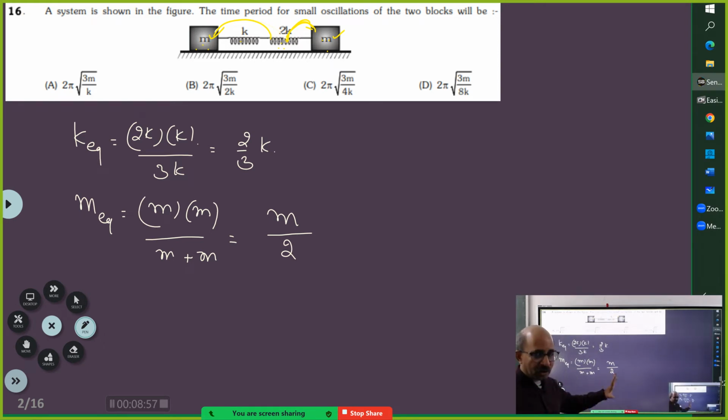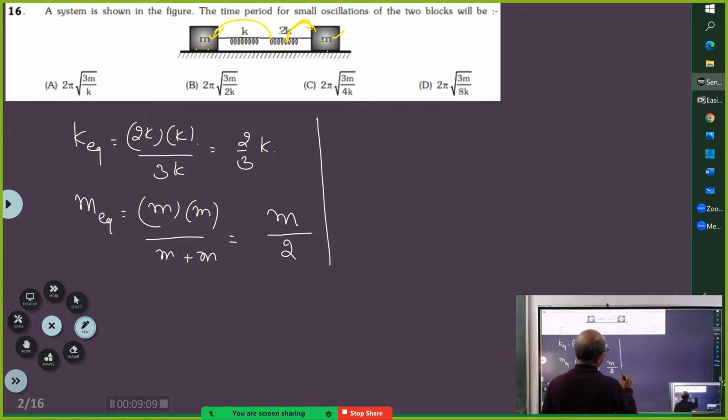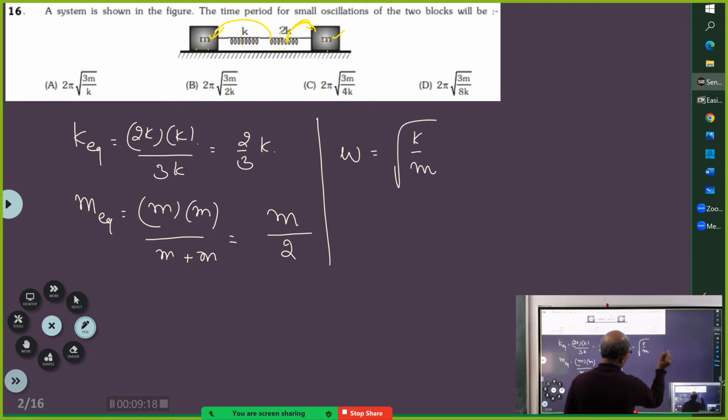I have explained this when I taught you spring. I think you have all forgotten. This is something that I have explained using electrical analogy, etc. So this is what we have as the equation. Now they are asking you the time period of oscillation. So the omega here would be what? Omega here would be root of K by M. In this case, you just have to substitute these values.